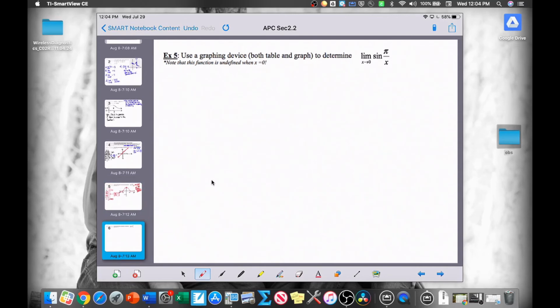Our last example is our most interesting one. We always save the best for last, right? This function is also defined when x equals 0 because we have the sine of pi divided by 0, which, whatever that is, you can't divide by 0, so that's something undefined. And again, we're looking at where x is 0.